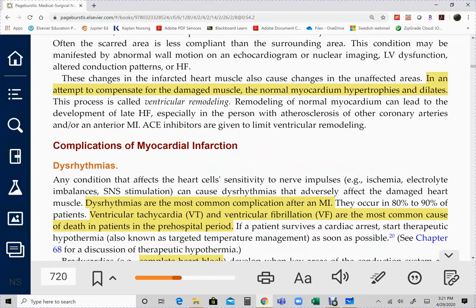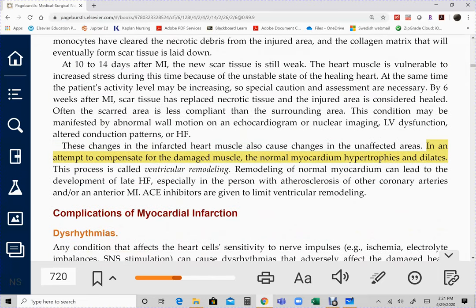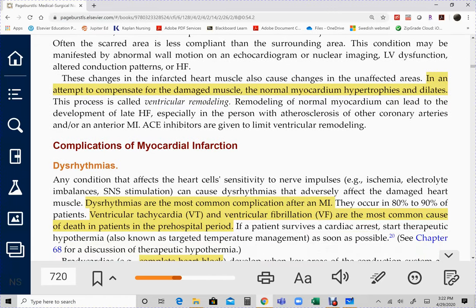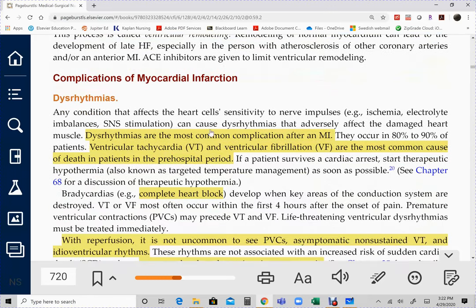As the days go by, beyond 2 weeks, of course, the parts of the heart are now scar tissue, so there will be remodeling. It will change the shape of the heart. So that's why they will also be at risk for sudden cardiac death now, which will be discussed at the end of the chapter. Here, actually, here, so complications.